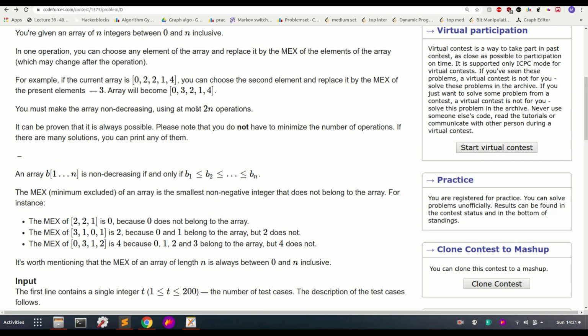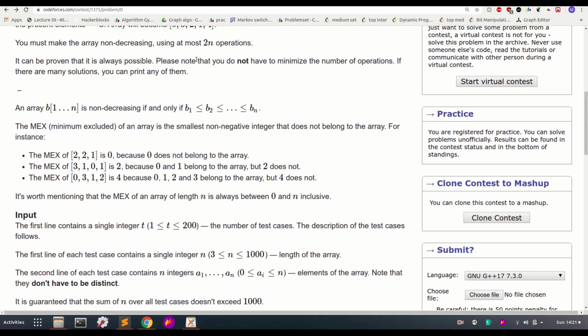So what we have to do is replace some of the elements by the MEX of all the elements, and we have to convert the original array into a non-decreasing one, and we have to do this in at most 2n operations.